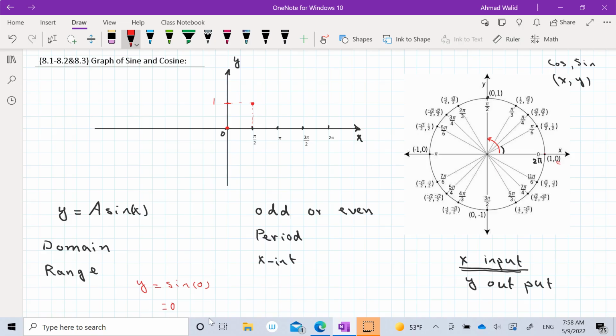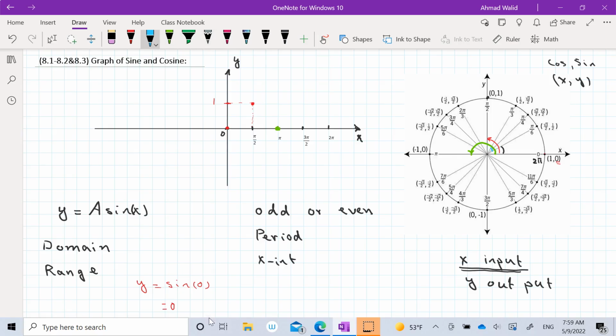When you move to pi, let me use green, it means this angle, all the way, halfway. What is the sine of pi? The sine of pi is again what? 0.